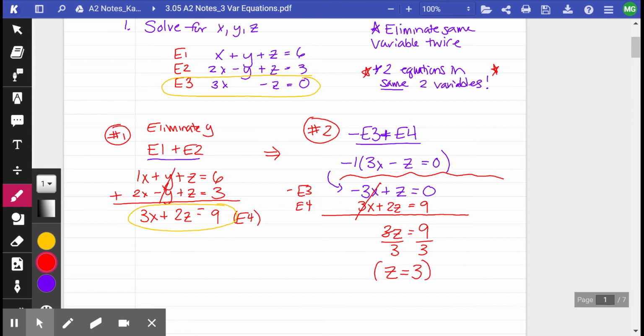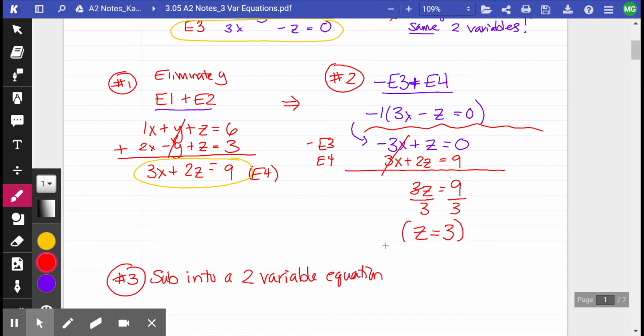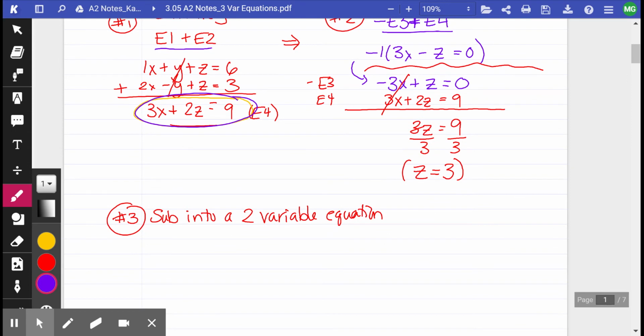So the next thing you want to do is sub into one of your 2 variable equations. So find one of your equations that has only 2 variables. Typically, we might not always have, like in this one, the third equation was 2 variables, but oftentimes that's not going to happen. So usually you're going to have to use one of these ones that you got after eliminating a variable. So let's use that one for now, since that's what you often will be doing.